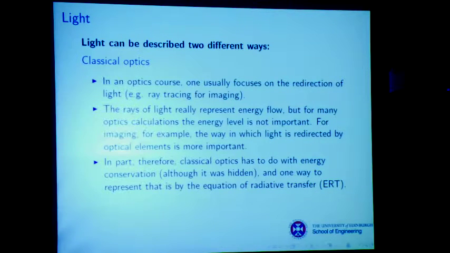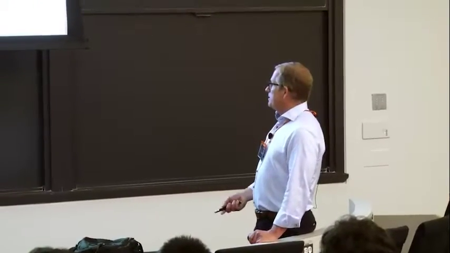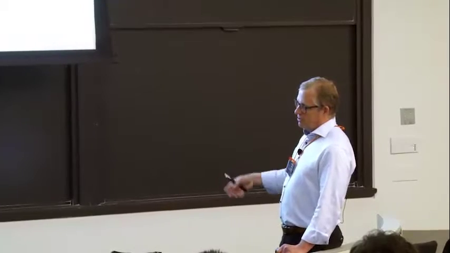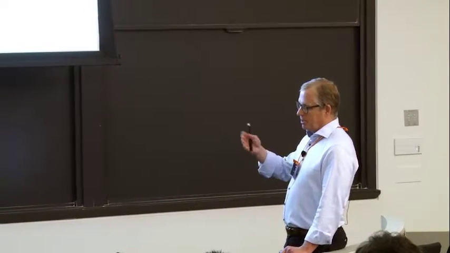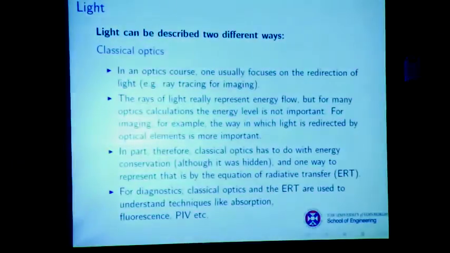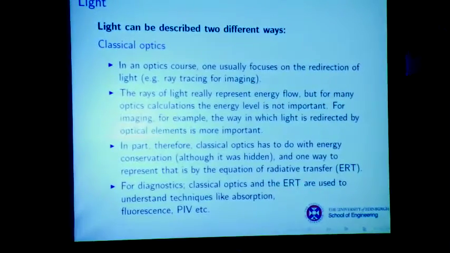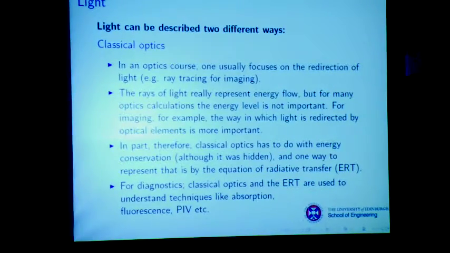So what I'm trying to say is the ERT is like a subset, kind of a niche of the classical optics world. It's not a physical optics question. So for diagnostics, we use classical optics. Whenever we do imaging, of course, we worry about how much am I going to magnify the image, how big is the blur spot, how good will the spatial resolution be, all that kind of stuff. And then we use the equation of radiative transfer also, so we can understand techniques like absorption, fluorescence, PIV, and so on.